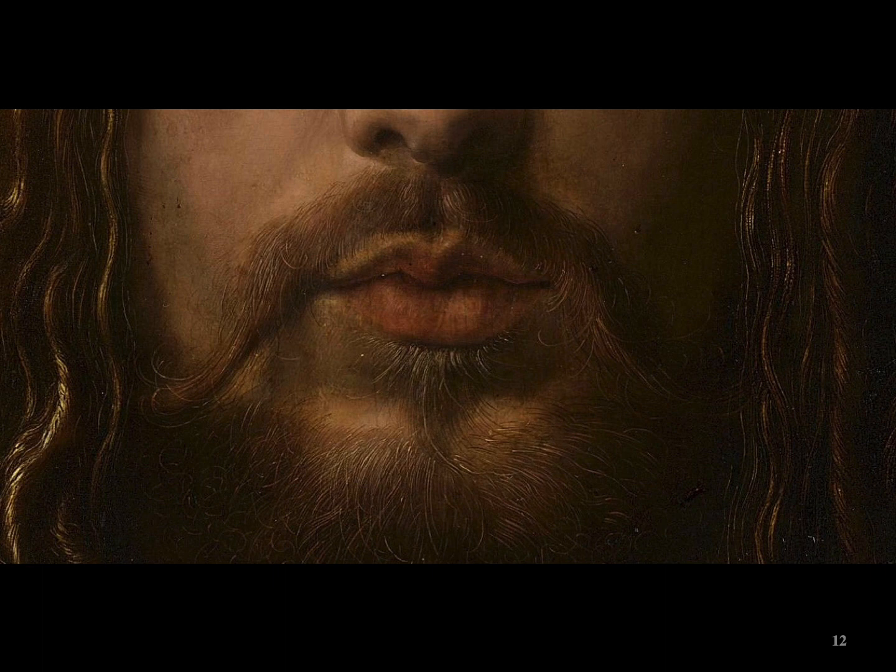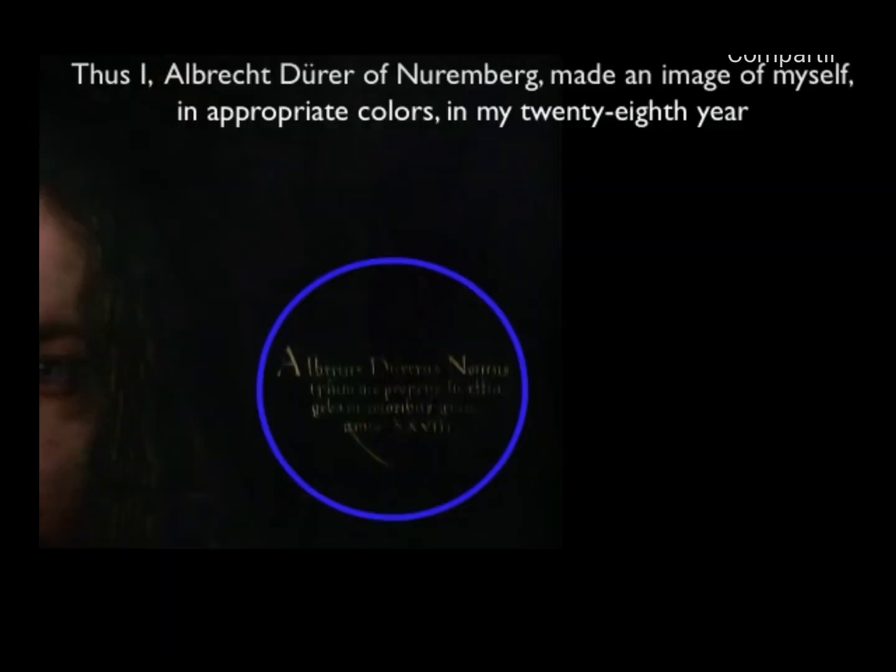We can see details similar to other Northern Renaissance artists like Jan van Eyck. There is writing on the portrait. It reads, "Thus I, Albert Dürer of Nuremberg, made an image of myself in appropriate colors in my 28th year."